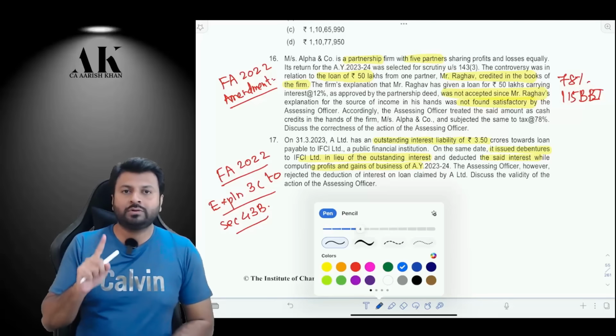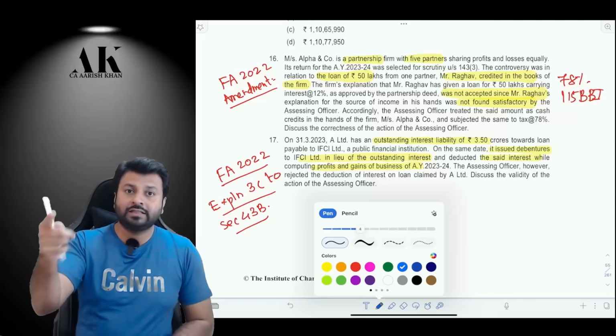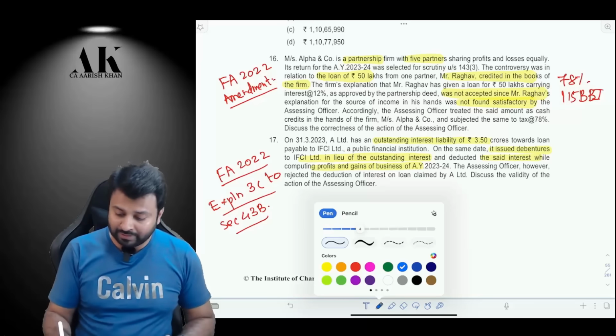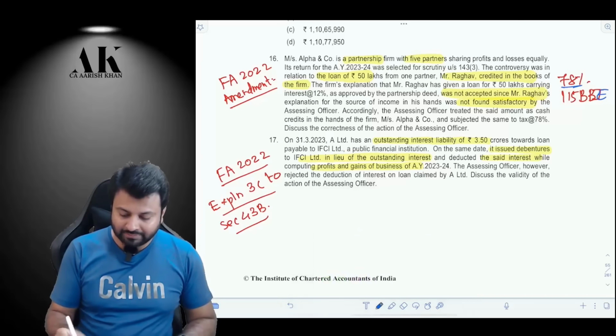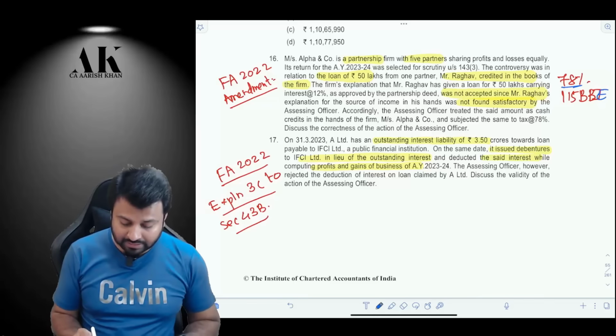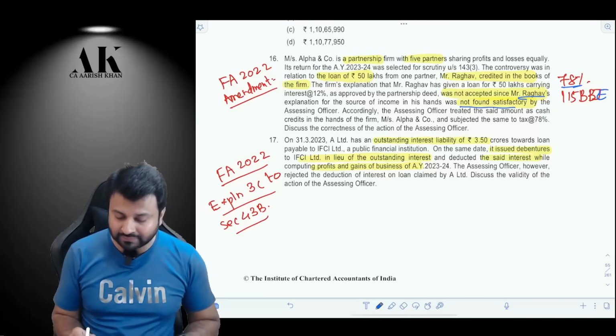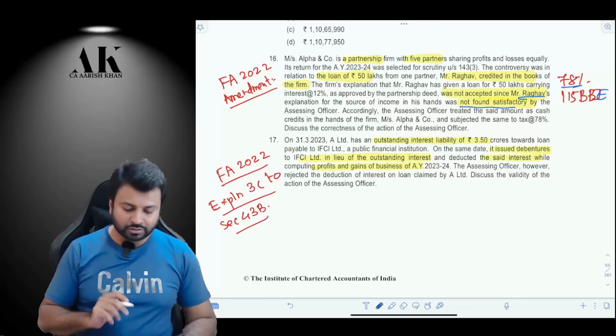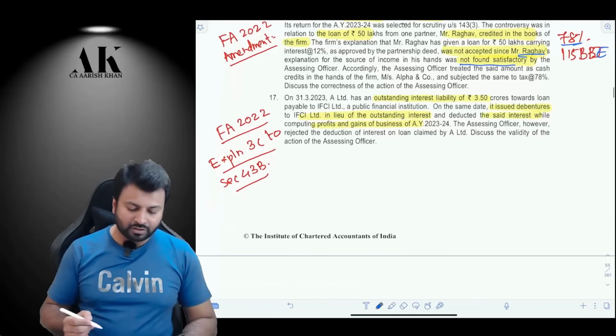If the firm is not able to explain the nature and source in the hands of the partner, then the firm will be liable for tax under section 115BBE, and 115BBE is liable for how much tax? 78% tax, and therefore the assessing officer is attracting 78% tax because the partnership firm is not able to explain the source in the hands of the partners, from where the partner has got the money to give to the firm. Okay, so this is what this first question is all about. Let's move on to the second question.